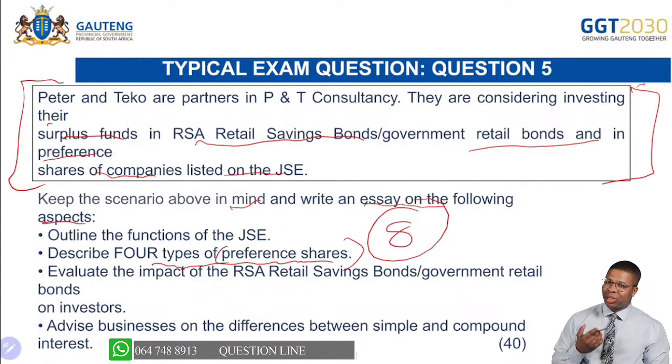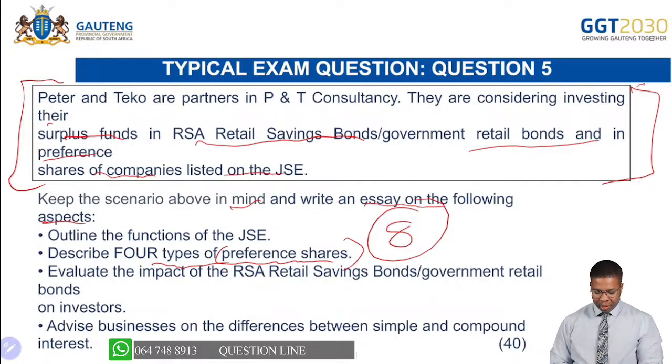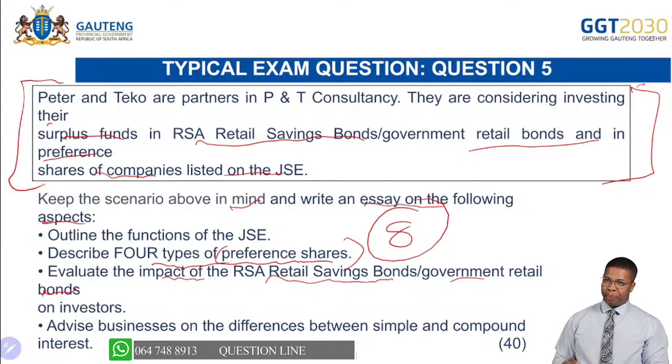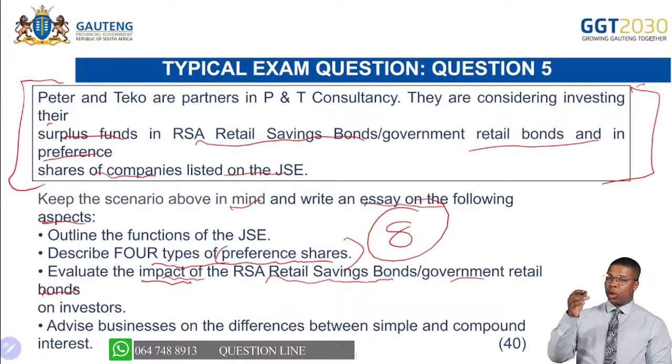Hence, I'm saying it's important to start by naming and categorizing your content. And then the other subheading will be evaluate the impact of the RSA retail savings bond or government retail bonds for the investor. Then you look into the positives and negatives. In this question, whereby they're saying impact, it means you are allowed to provide positives only, or negatives only, or positives mixed with negatives. You will then be given the marks.